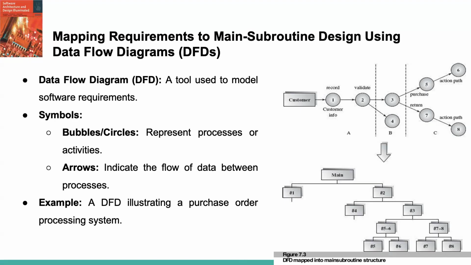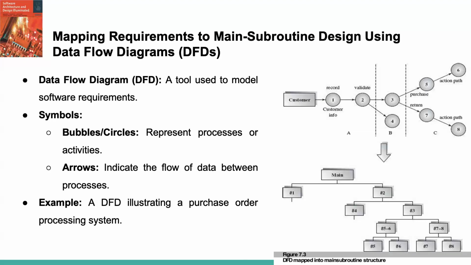Bubbles or circles, these represent processes or activities. Each bubble indicates a specific function or task, such as recording customer information, validating a purchase, or handling a return. Arrows, these arrows indicate the flow of data between processes, showing how information moves from one task to the next. For example, data flows from the customer to process number one, recording information, and continues through the system.